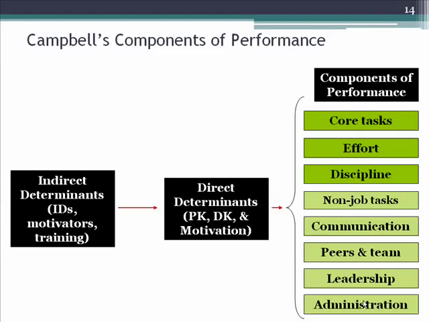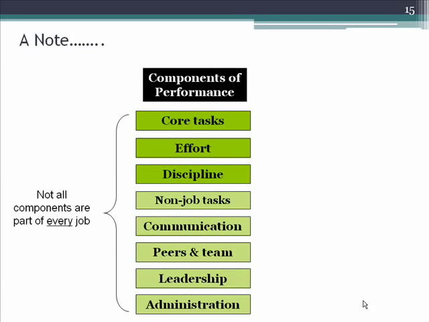Let's take a look at the components of performance that Campbell proposes. According to Campbell, there are 8 components of performance. They are core tasks, effort, discipline, non-job tasks, communication, peers and team, leadership, and administration. What Campbell wants us to note, though, is that not all components are part of every job.